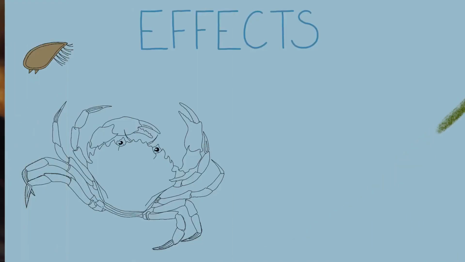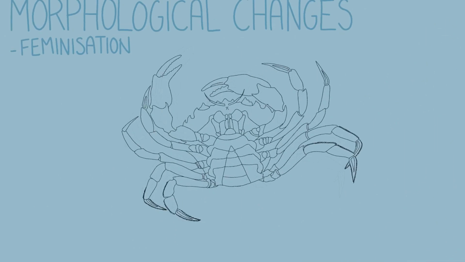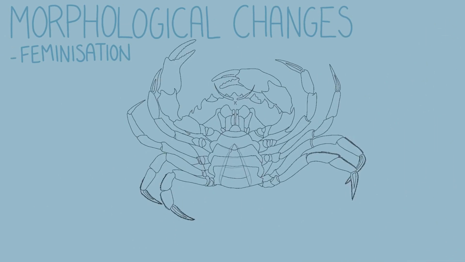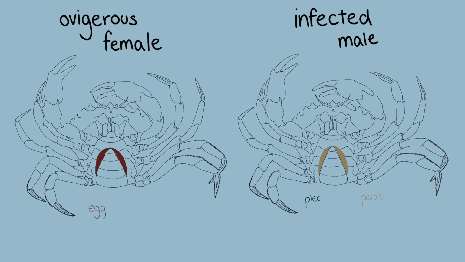Sacculina carcini is a parasitic castrator that disrupts host crab reproduction. Their roots grow through the host gonadal tissue, which halts sperm and egg production. This process leads to feminizing morphological changes as the crab's abdomen widens and they carry the externae underneath the pleon, where egg-bearing females keep their eggs. This is to attract a new male host.